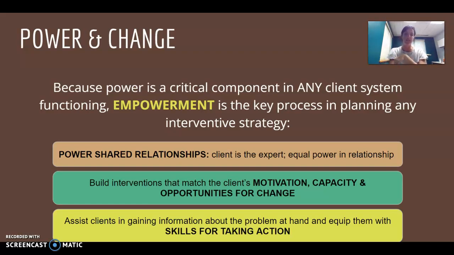And so kind of breaking that down a little bit, power shared relationships is where the client is seen as the expert. That's very strength-based. It's very client-centered. So we're looking at asking the client what they want to accomplish. And again, we sometimes have to have some input because of our clinical expertise, or we might have an agenda we absolutely have to abide by.